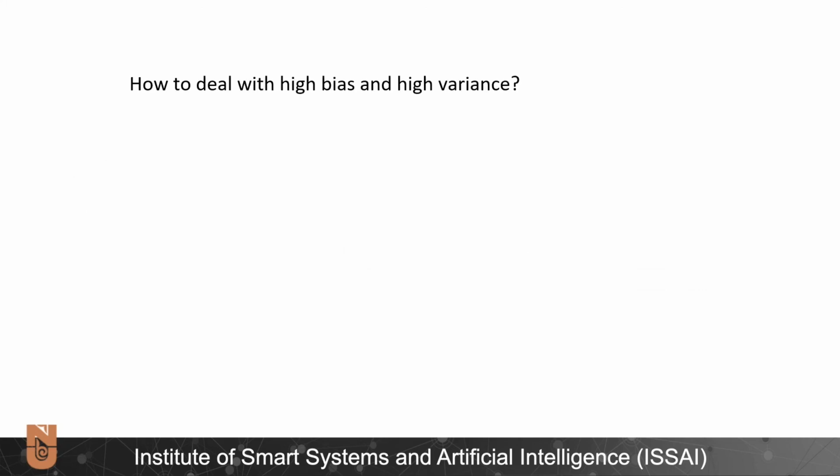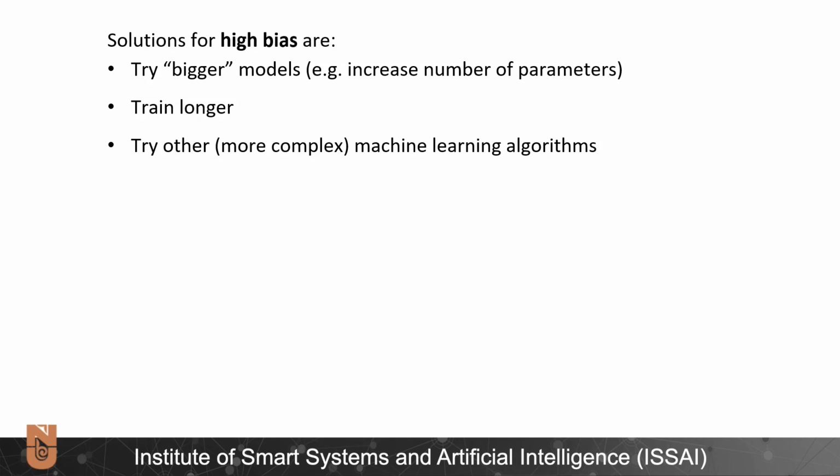How to deal with high bias and high variance. Solutions for high bias are to try bigger models. So for example, to increase number of parameters. Another solution is to train longer because it might be that your model hasn't converged yet. And another solution is to try other more complex machine learning algorithms. For example, if you are using linear regression, then you can try decision tree algorithm.